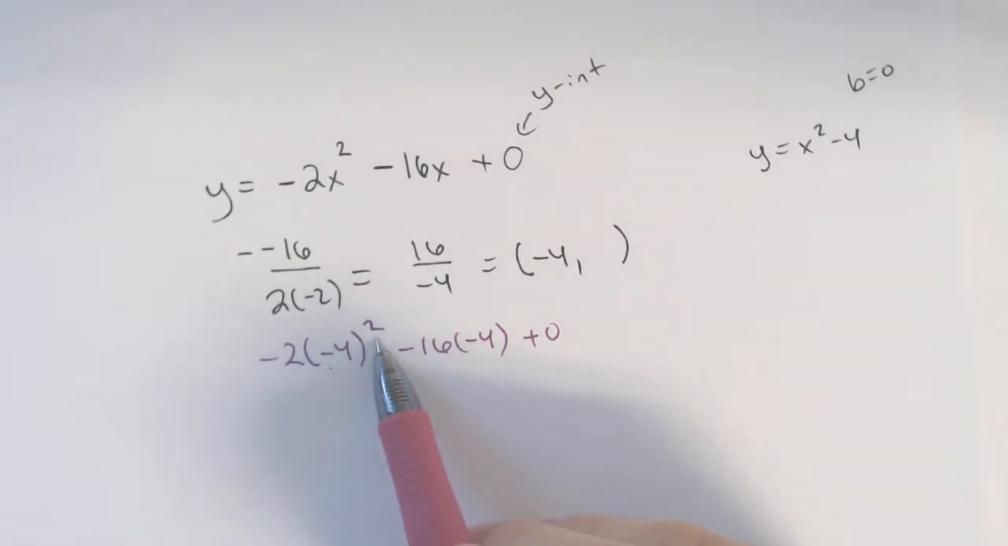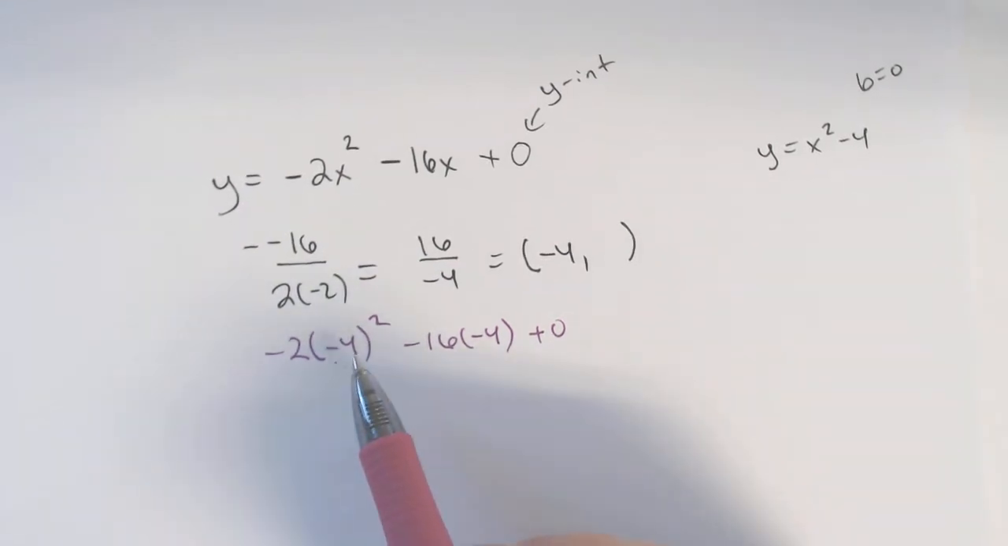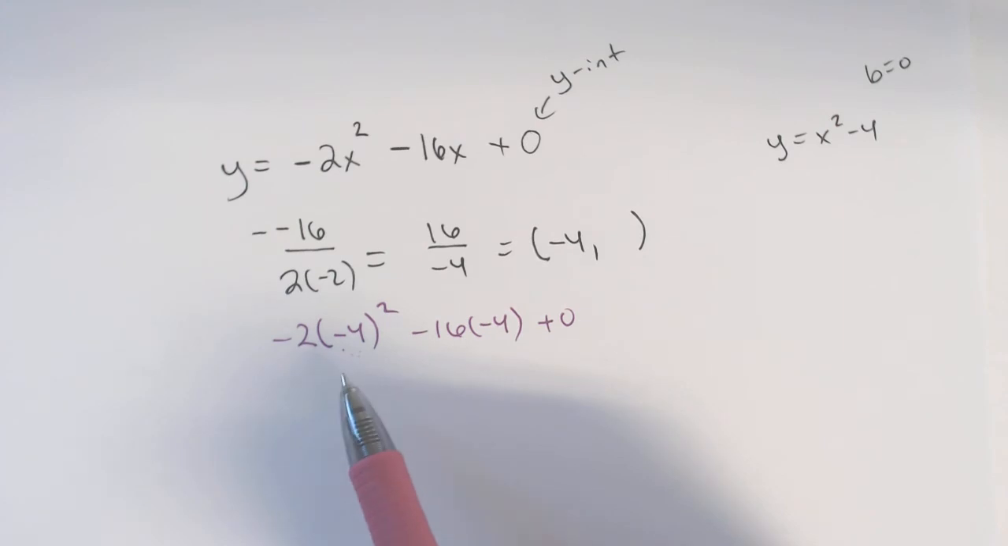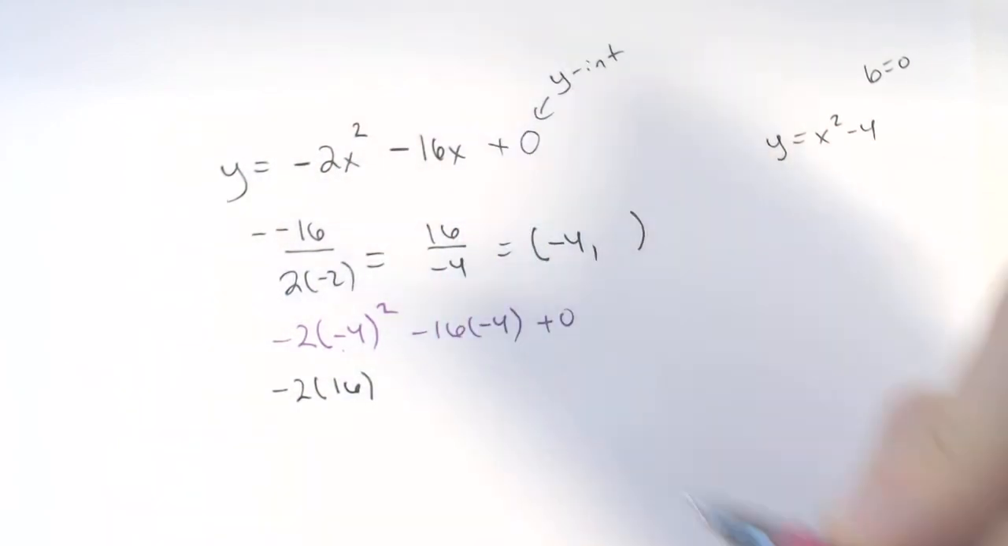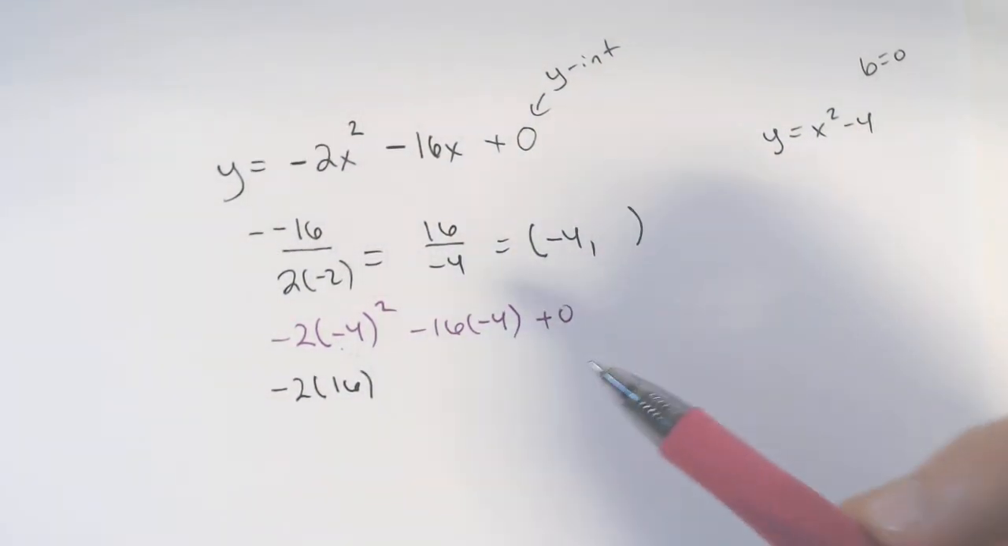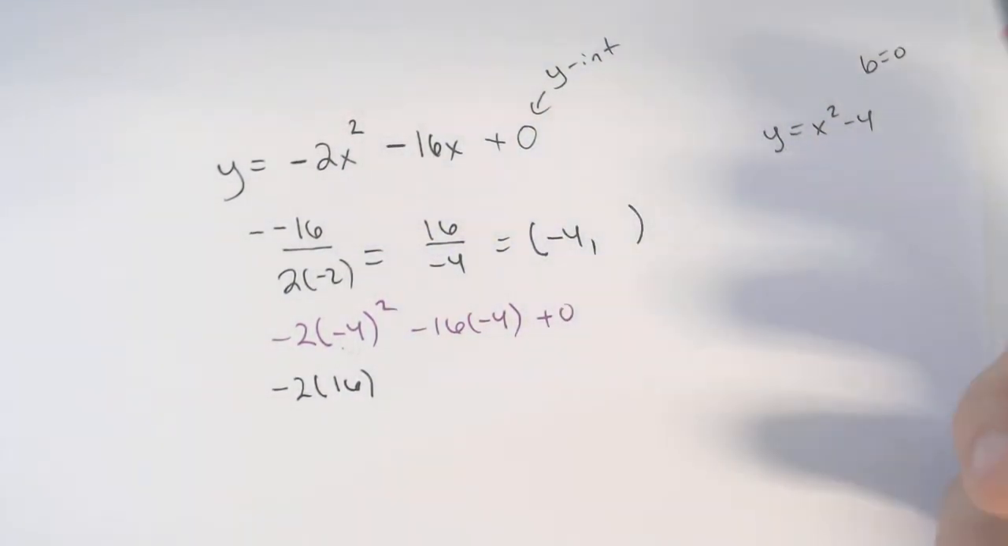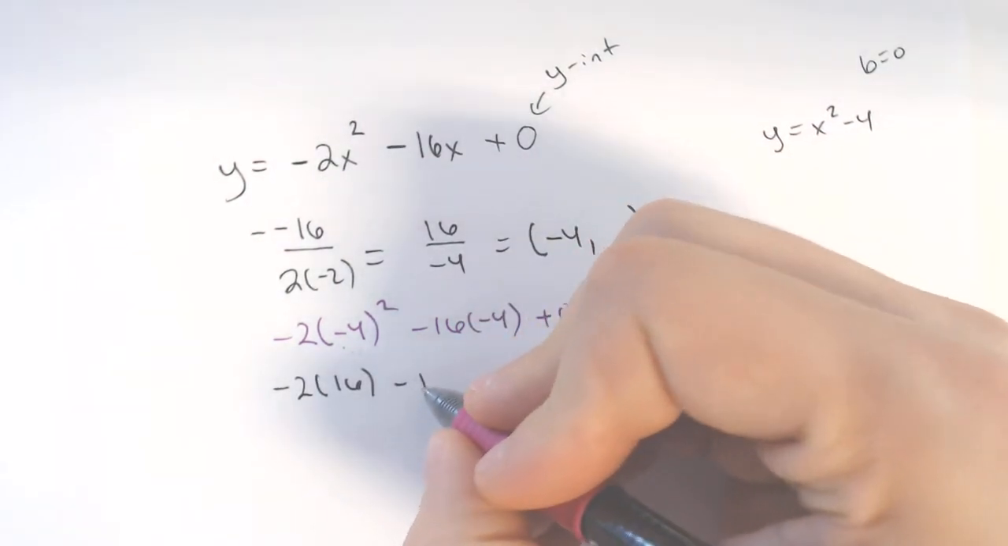Negative 4 squared is negative 4 times negative 4. If you don't put that in parentheses in your calculator, it will tell you that that is negative 16. But negative 4 times negative 4 is positive 16. If you don't put it in parentheses, your calculator will do the wrong thing. You have to put it in parentheses.